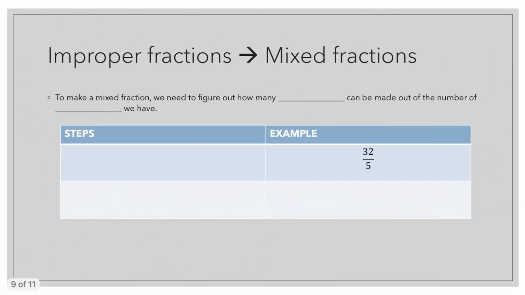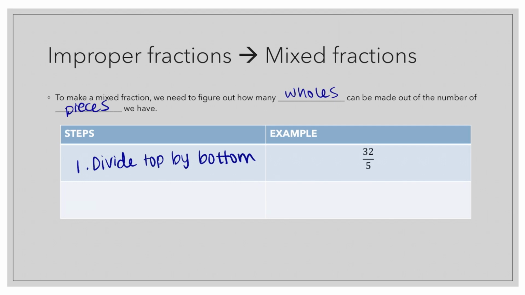Okay, to go from improper fractions to mixed fractions, you need to figure out how many wholes can be made out of the number of pieces we have. So first, you're going to divide top by bottom, or numerator by denominator, depends how mathematical you want to write it. So in this case, I would do 32 divided by 5. That's equal to 6 with remainder of 2.